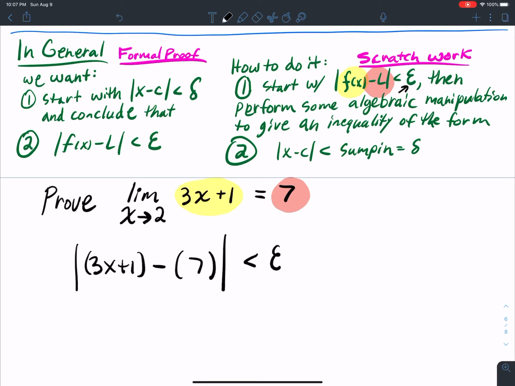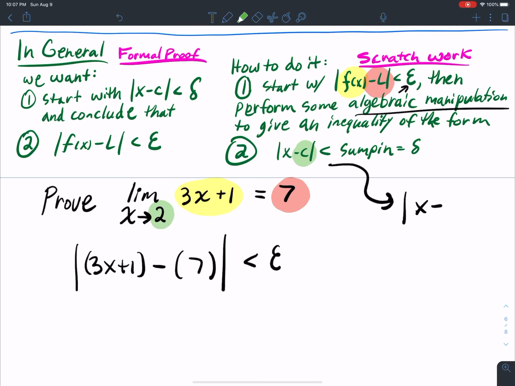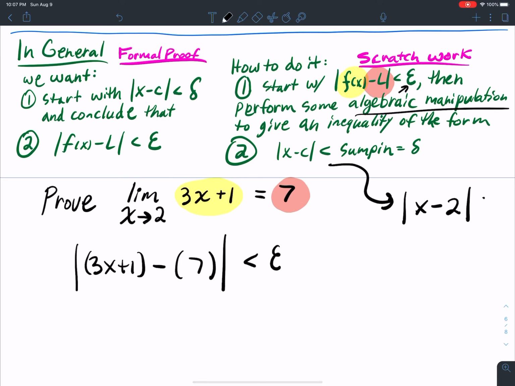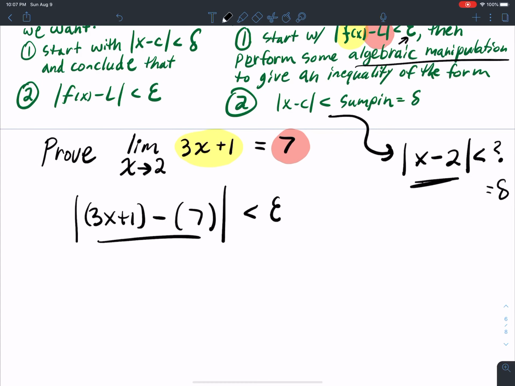Now I want to use some algebra to manipulate it down to this. So that part right there is x minus, well, what is my c here? The c happens to be 2. Okay? So x minus 2 less than something. Okay? And that something is equal to delta. Now, let's see if we can manipulate this to make it look like this right here. That's what we want. That's the goal.